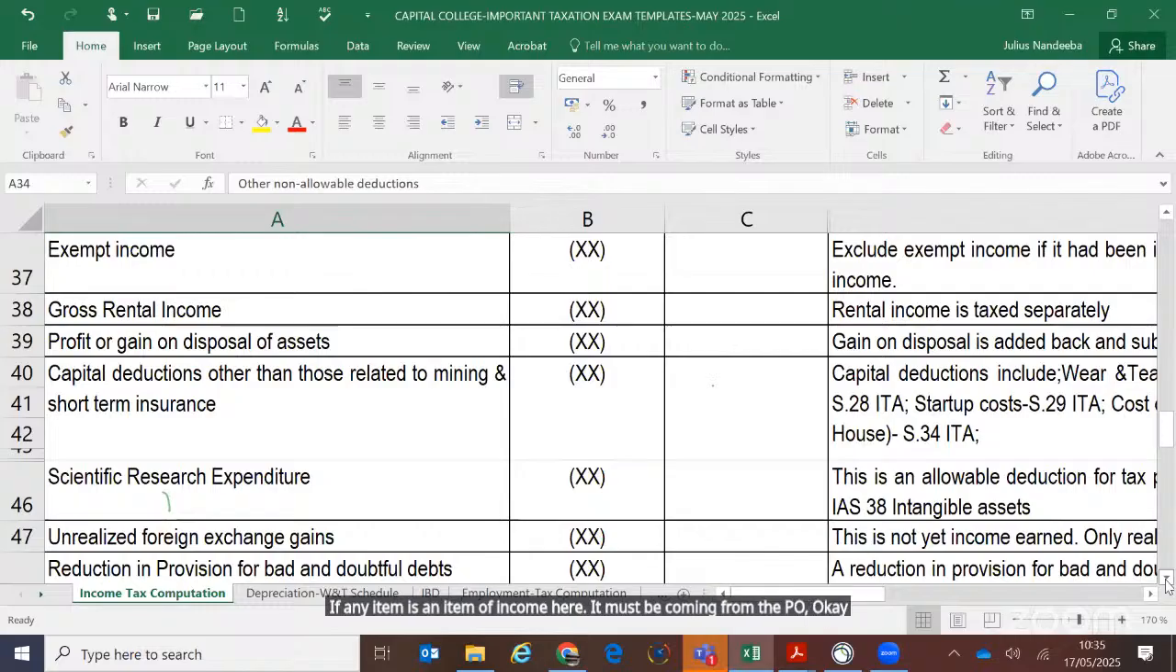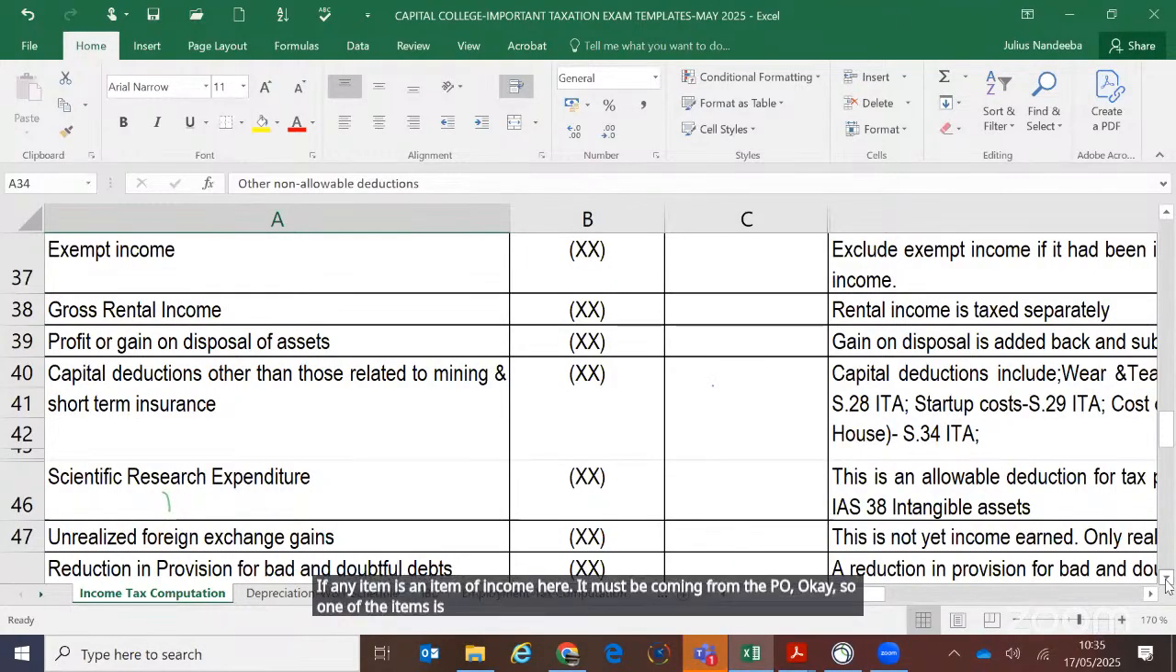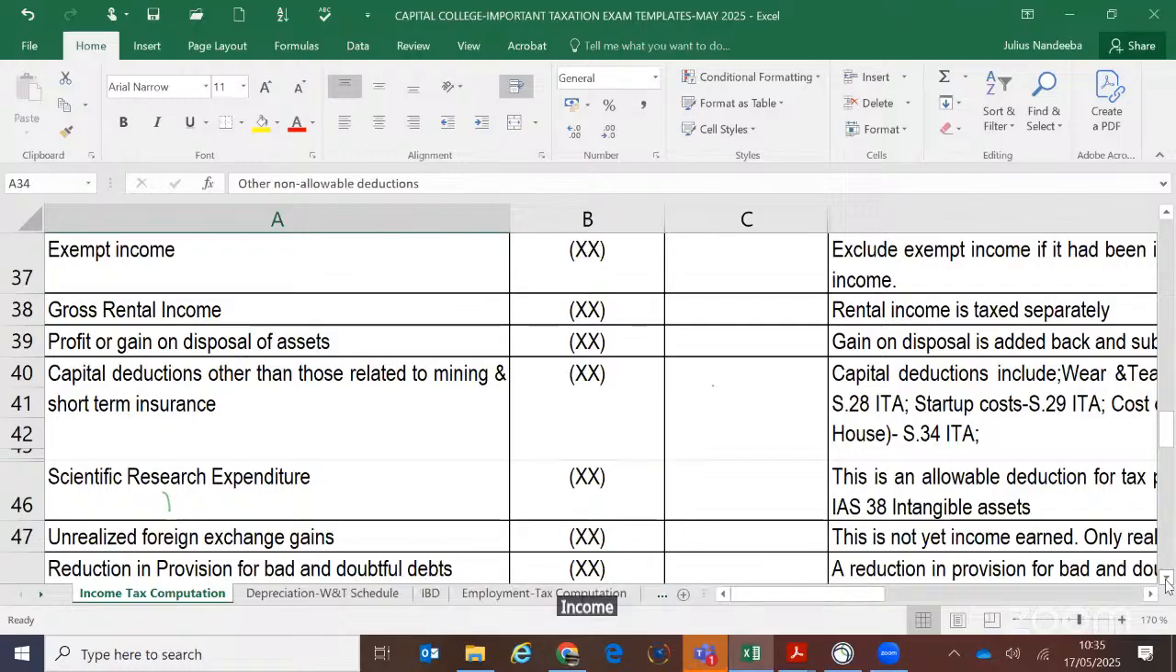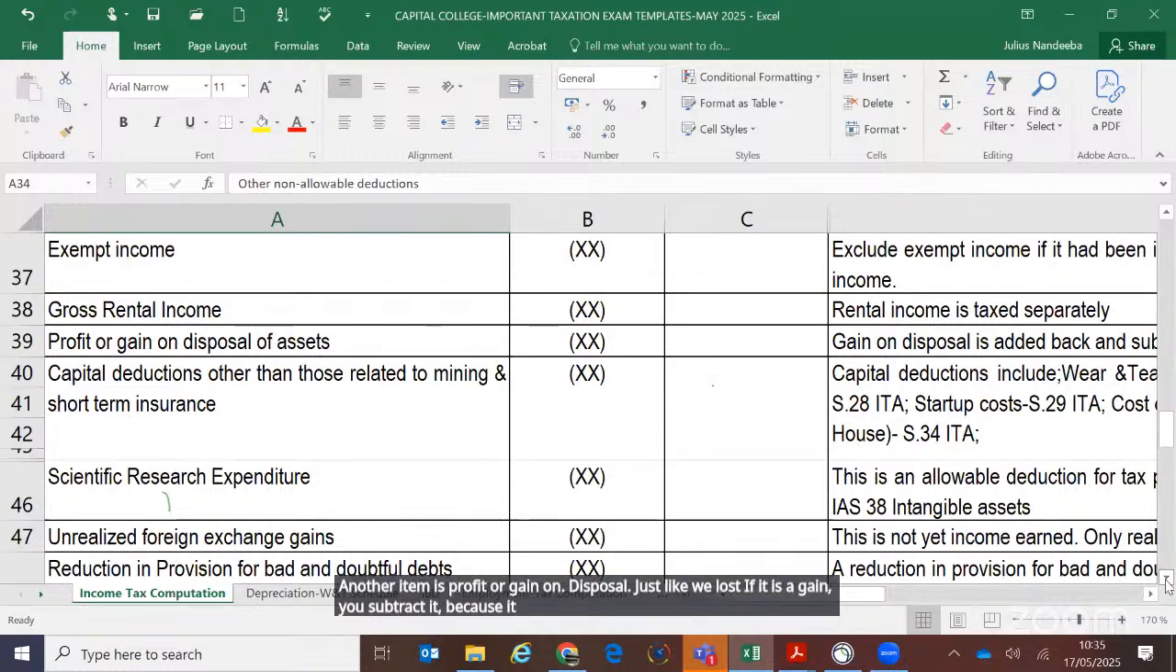Okay. So one of the items is exempt income. Another item is rental income. Another item is profit or gain on disposal. Just like the loss, if it is a gain, you subtract it because it was included in incomes.